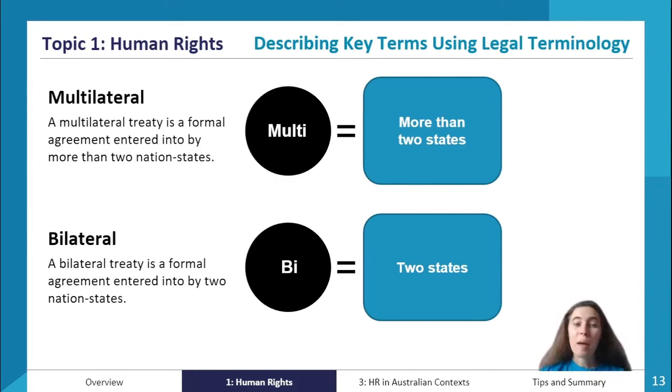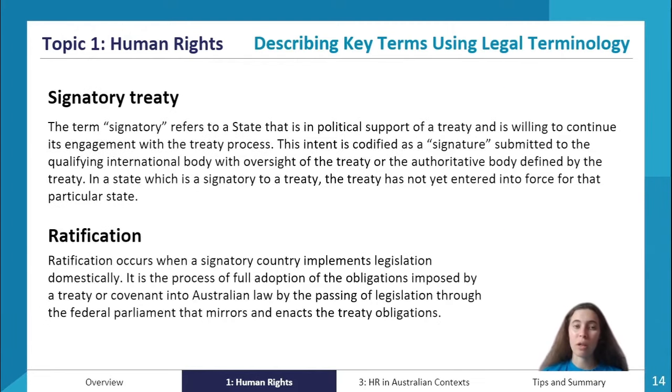We have two different types of treaties. One of them is multilateral. So this is about more than two nation states forming an agreement. And we can, of course, take that from the part of the word multi, which is just like multiple, more than two. And bilateral is a formal agreement entered into by two nation states, and bi means two. So that's how you can remember that difference between those two categories.